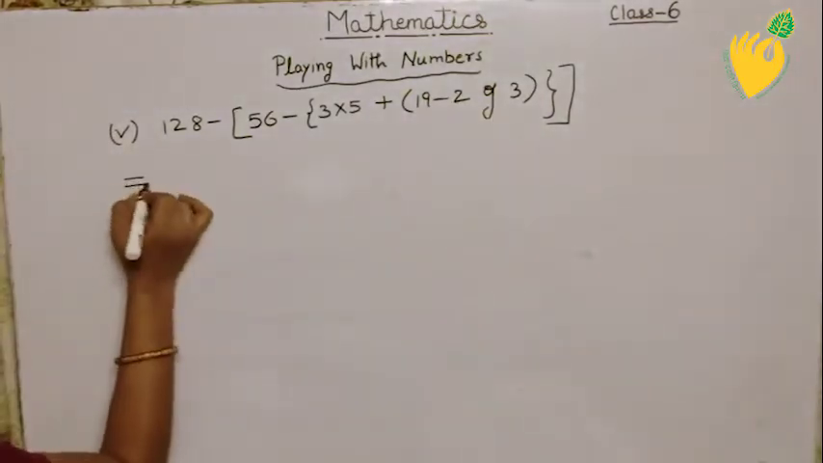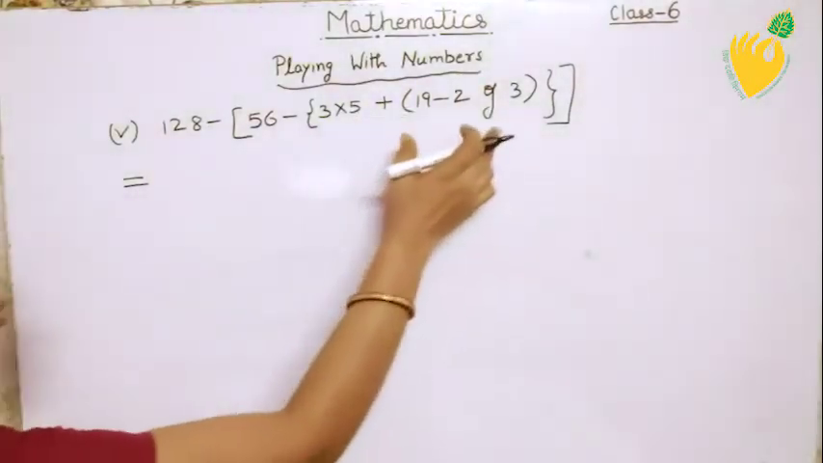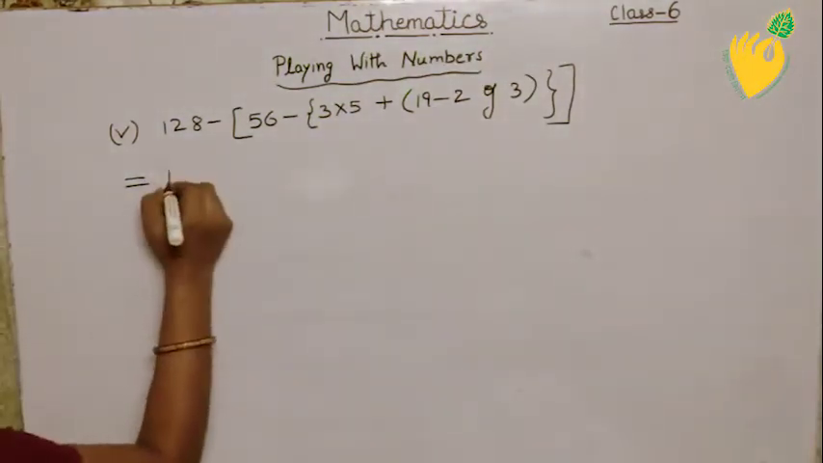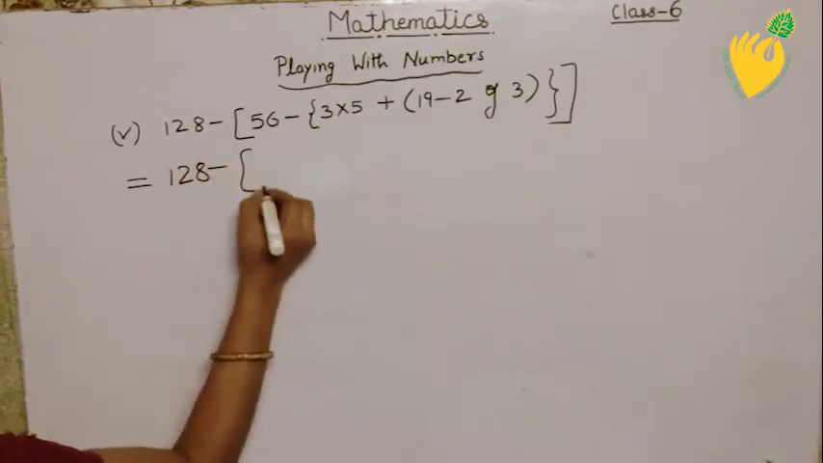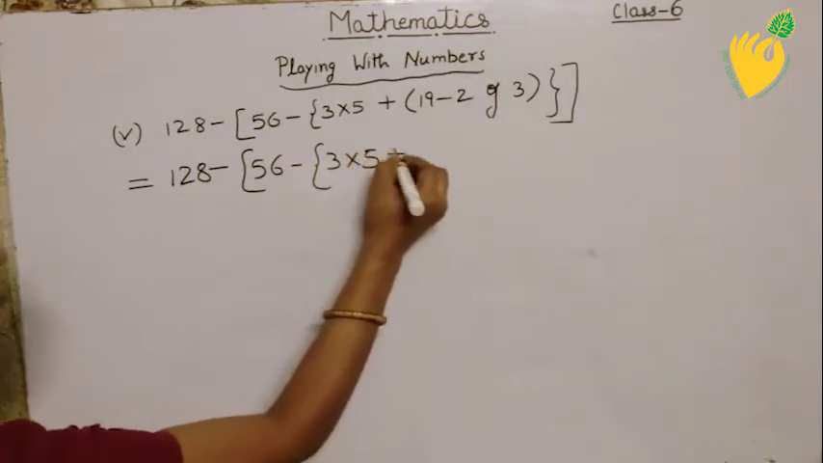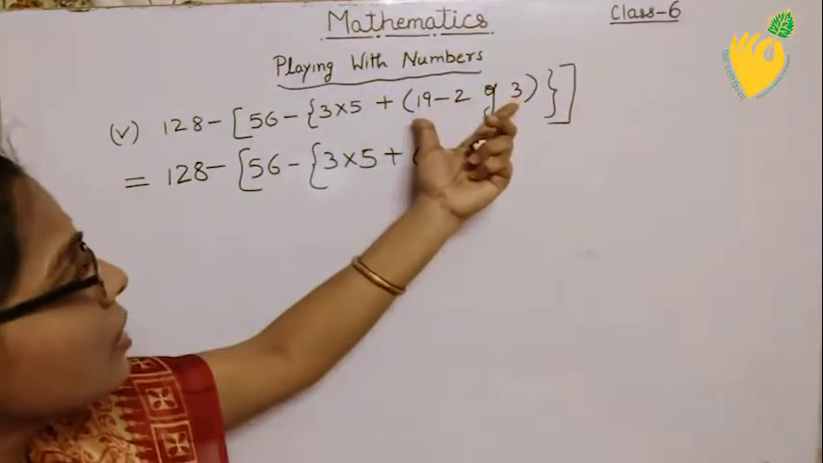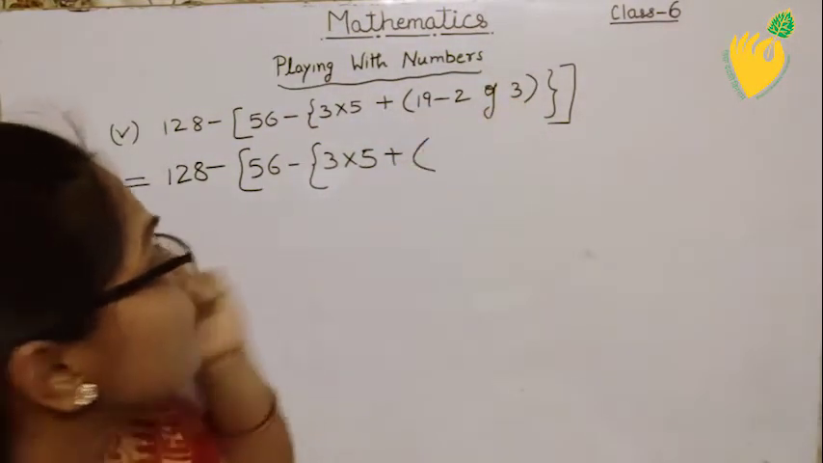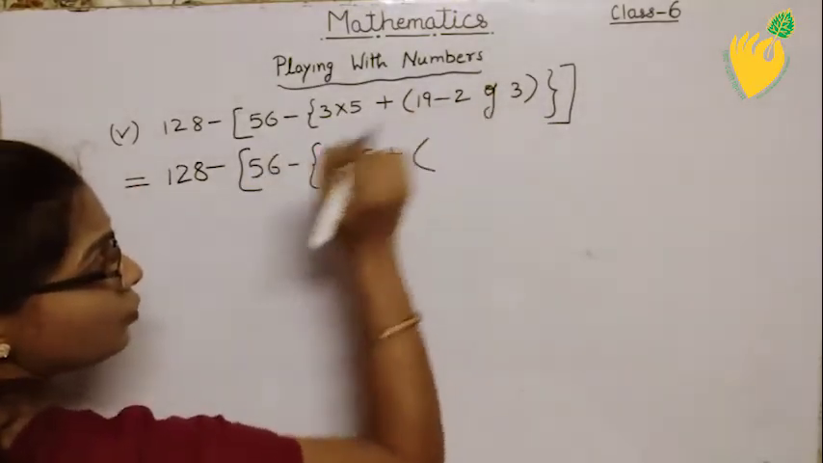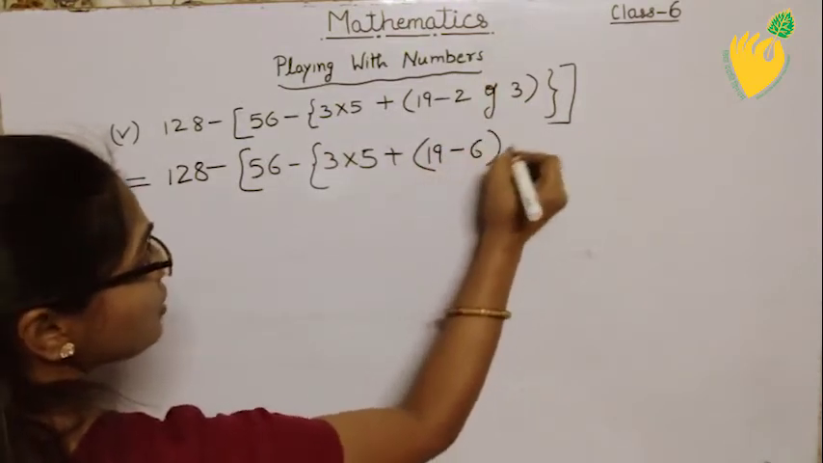So students, what you have to do, you have to write all the things before the common bracket as it is, and you will first do the operations which are given in the common bracket. So 128 minus 56 as it is, minus curly bracket 3 into 5 as it is, plus. Now within the common bracket two operations are there, and which operation do you have to do first? You have to do of first, and of means students you have to multiply, 2 3s are 6.